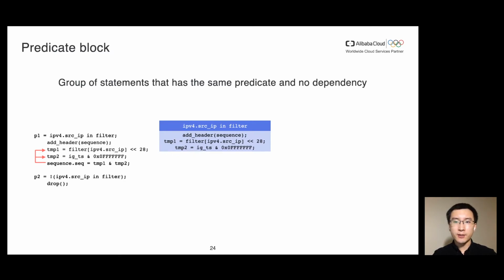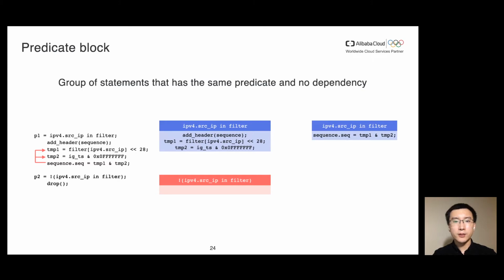So does the third statement. But as we said previously, the fourth statement depends on the second and third statement. In this case, we need to create a new predicate block. For the last statement, since the predicate is different, we also need to create a new predicate block. So after this step, we get three different predicate blocks.